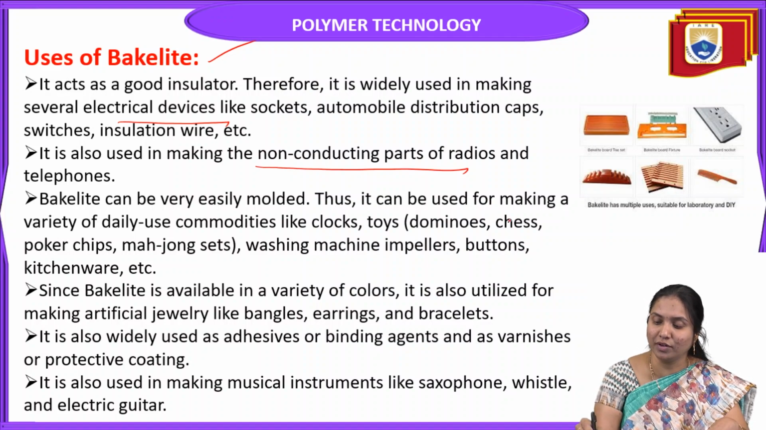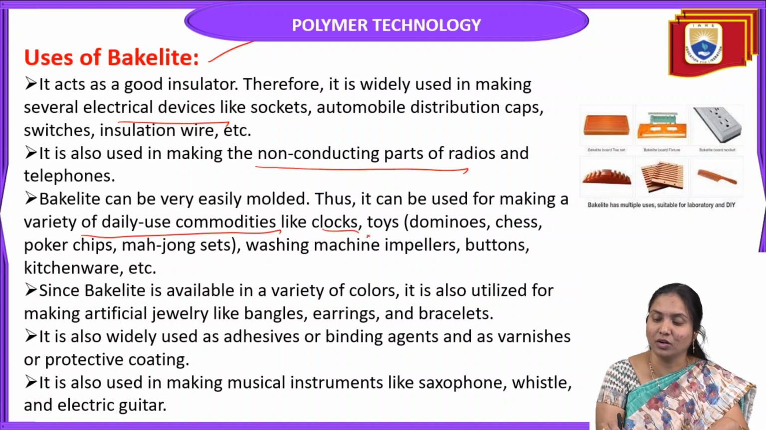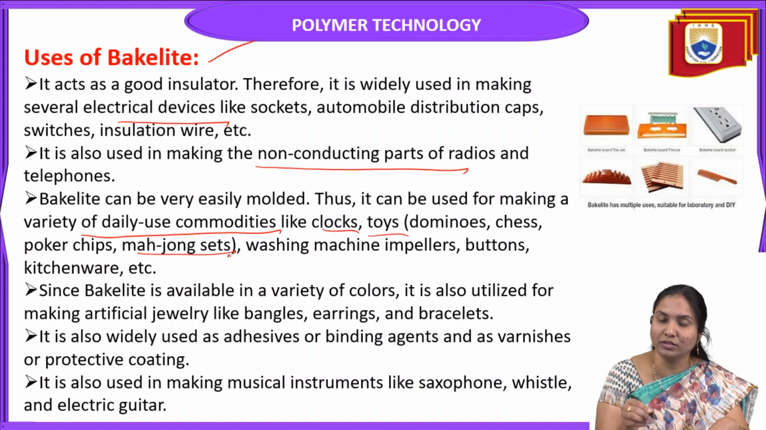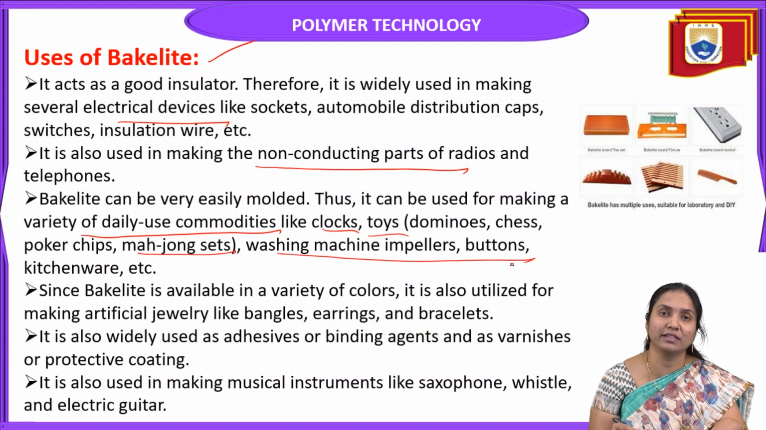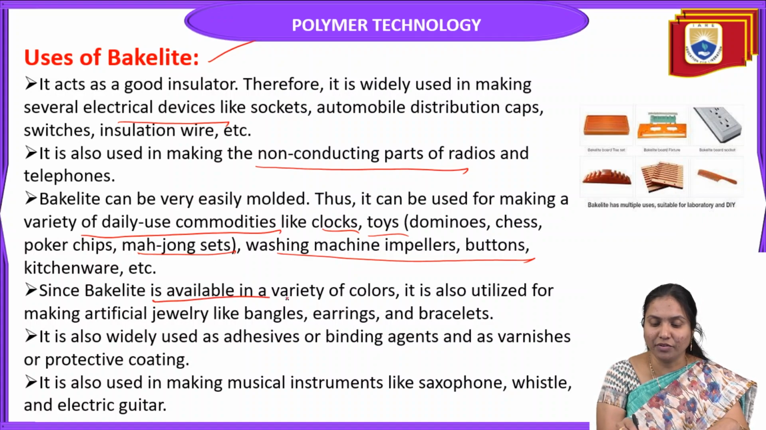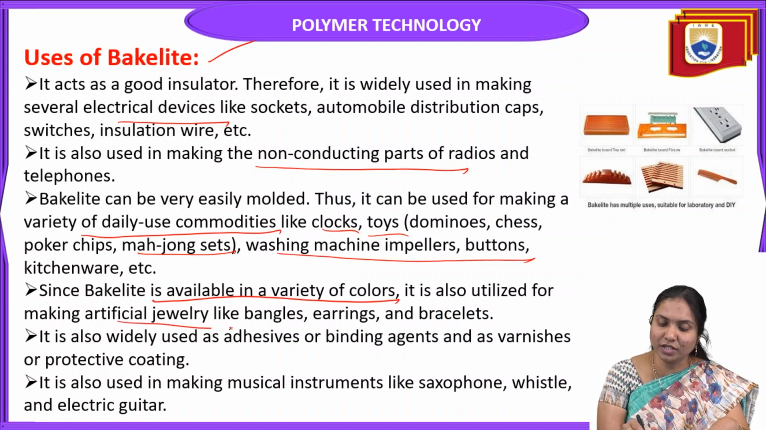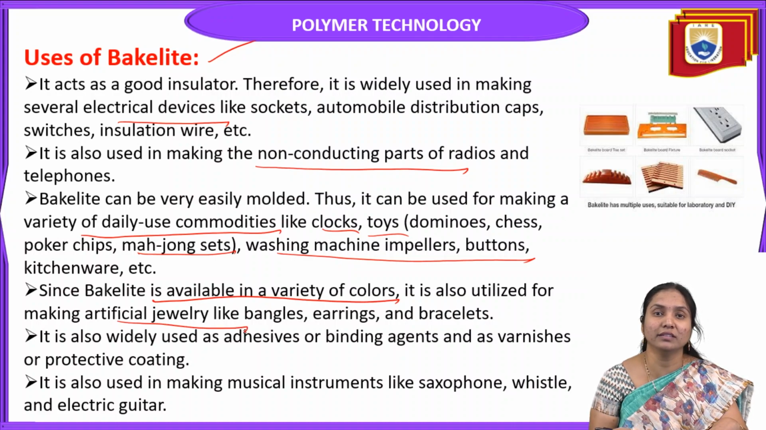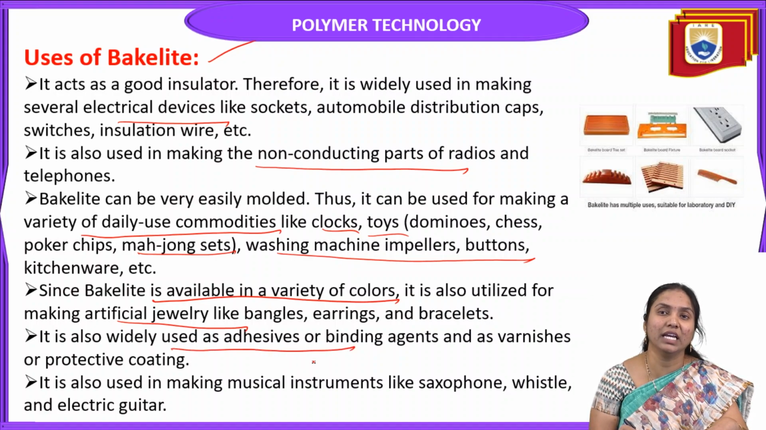Thus it can be used for making a variety of daily-use commodities like clocks, toys, chess pieces, chips, etc. Machinery parts, washing machine impeller buttons, kitchenwares, etc. are prepared using this material. Since bakelite is available in a variety of colors, it is also utilized for making artificial jewelry like bangles, earrings and bracelets. It is also widely used as an adhesive or binding agent.